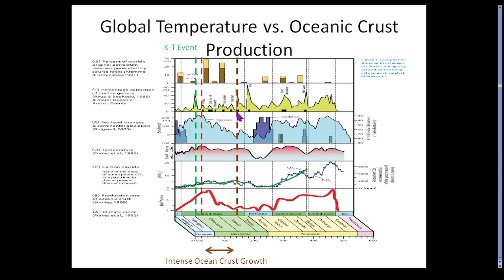All right, global temperature versus oceanic crust production. This is an interesting graph. Time is going from this way to this way, and I apologize because some graphs do the opposite, and I'll do my best to quantify that. Anyway, green is the KT event. This right here is a period of intense ocean crust growth, and it goes from basically the Jurassic through the Cretaceous.